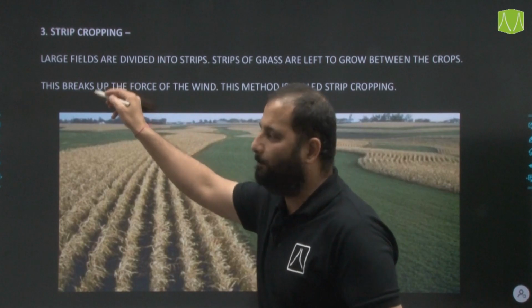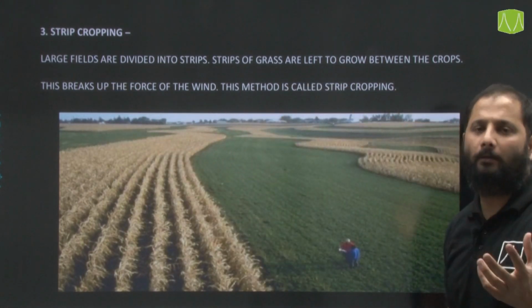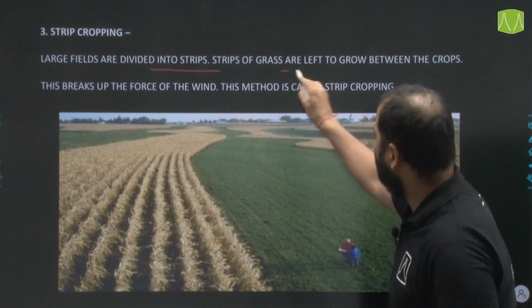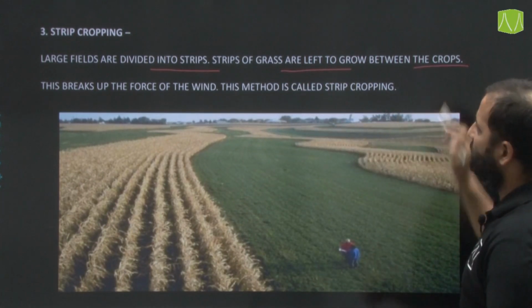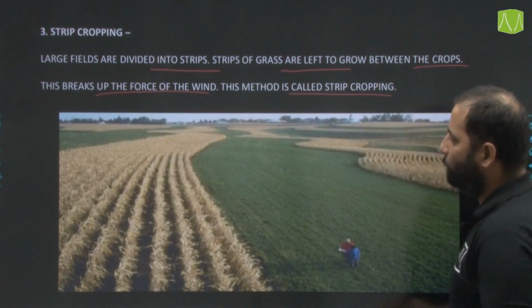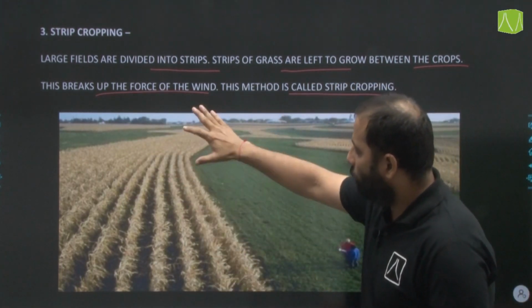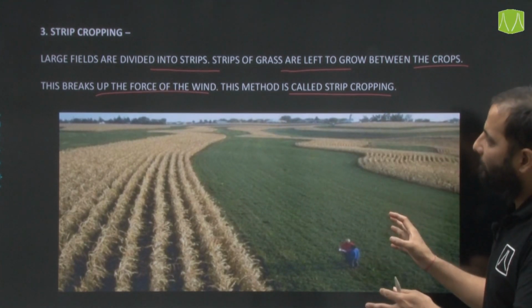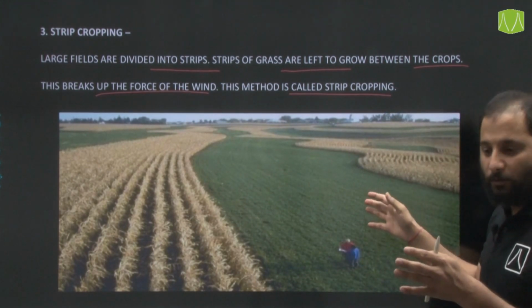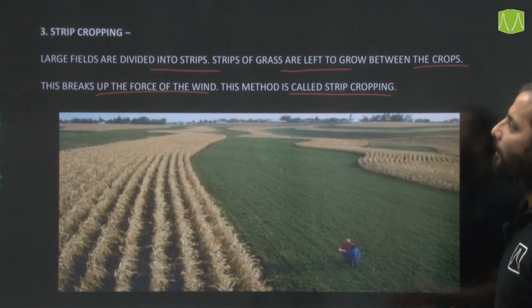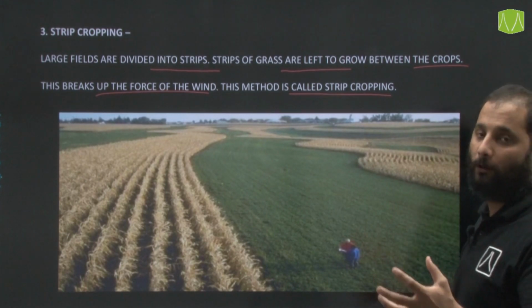Now strip cropping is one more way through which we can control soil erosion. Large fields are divided into strips, and strips of grass are left to grow between the crops. This breaks up the force of the wind. You can see here the crop is planted, some area is left, and grass is allowed to grow so that the speed of the wind can be broken. This helps in the prevention of soil erosion.